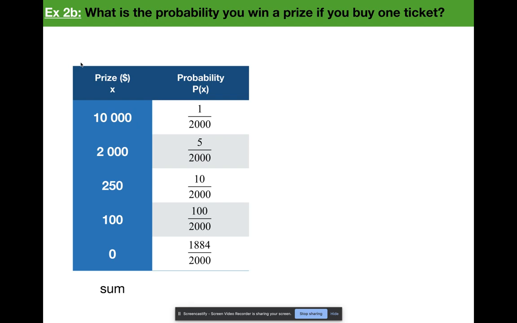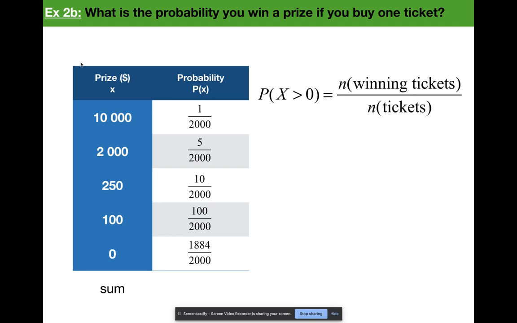Okay, let's apply what we learned last unit. Probability is always number of ways of meeting the condition you want. The condition I want is I want to win a prize. Over top of your sample space, the number of ways of doing anything. So in this case, that's the number of tickets. So the probability that my X is greater than 0, my prize amount is greater than 0, is number of winning tickets over number of tickets.